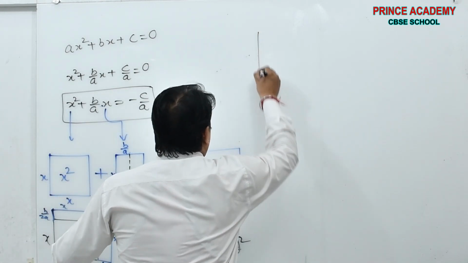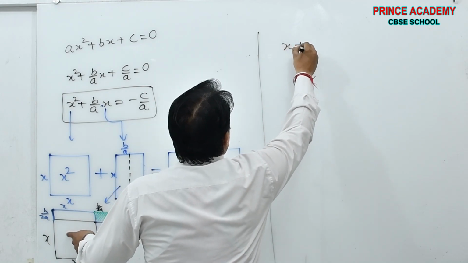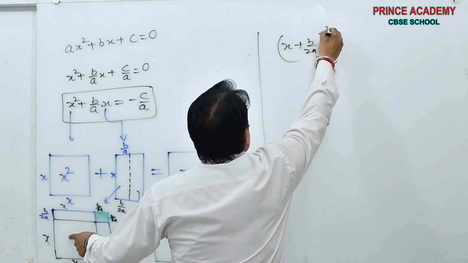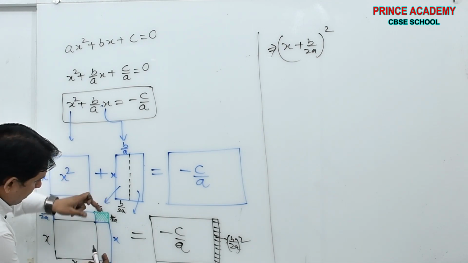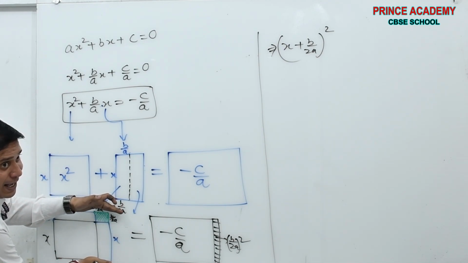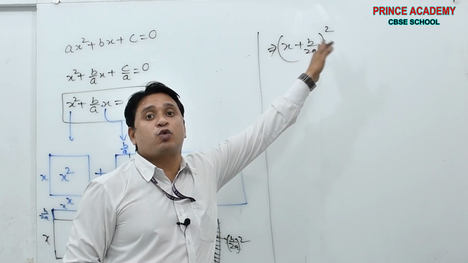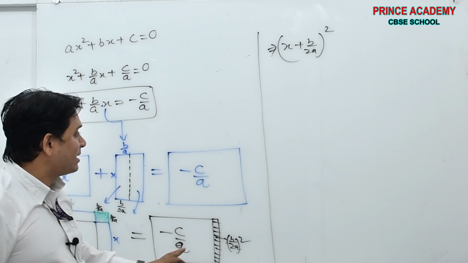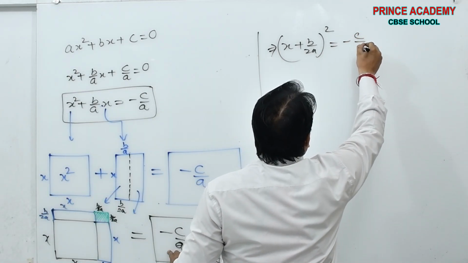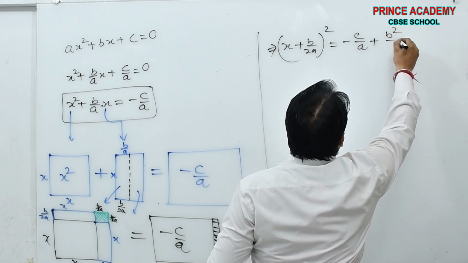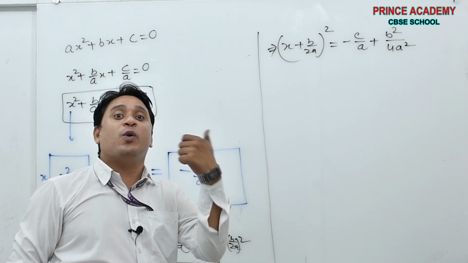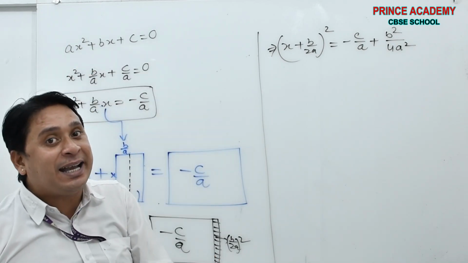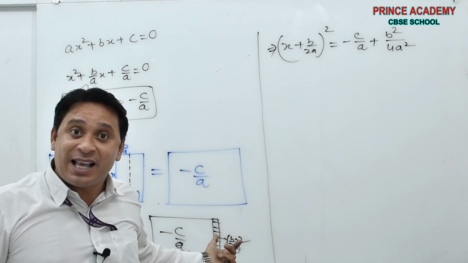What has it become? It has become, beta, x plus b by 2a whole square. Yes or no? See beta, this is the square with side x and this portion is b by 2a. Whole side is x plus b by 2a. This square becomes equal to minus c by a plus b square by 4a square. Got my point? Done beta. I have already given you 2 examples. Now it's your duty to relate with the algebraic method and the last 2 questions.